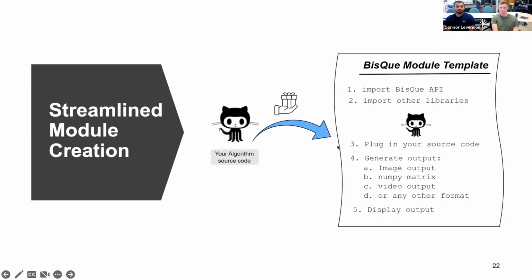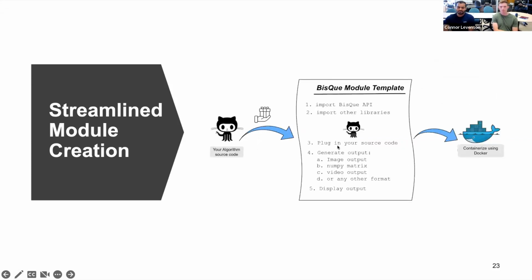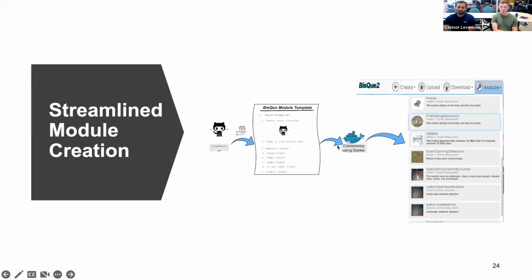You can import the BisQue API inside a Jupyter notebook, and you can develop while your data is sitting on BisQue and then access that. So you import the BisQue API and then some other dependent libraries that you need. You plug in your source code over there, and it can generate output in the form of an image, or a matrix, or a video output, or any other format that is needed. Once we have plugged it into that module template, we'll just Dockerize the code base, and this is how your module will show up.